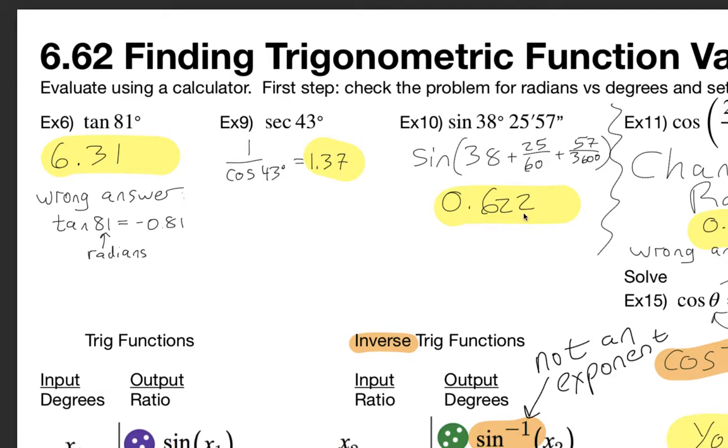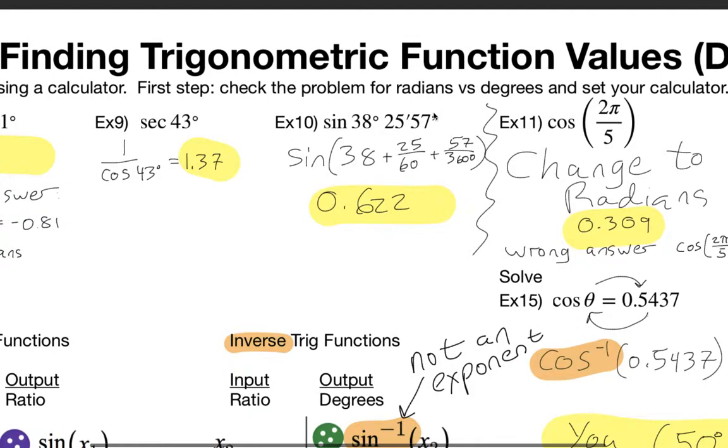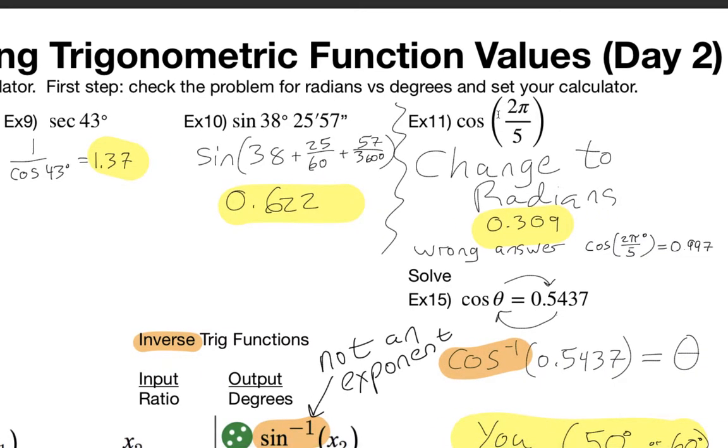you get your answer. Now, going from example 10 to example 11, I notice I'm going from degrees to radians. So boom, change to radians. Make sure you can type this in directly, both in Desmos and in most calculators, so long as you change it to the right mode, radians mode. The wrong answer would be 0.997.